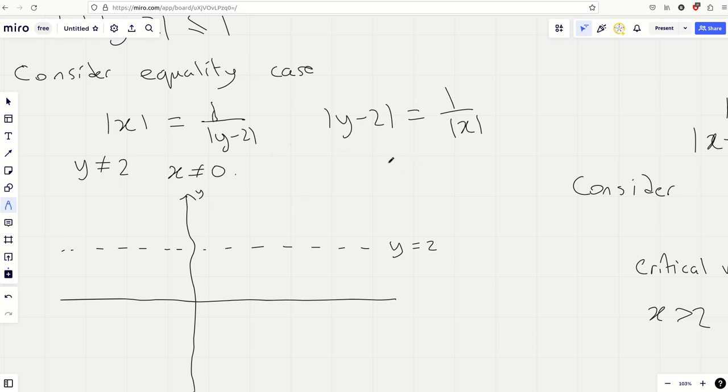Now, clearly the critical values are x equals 0 and y equals 2. Yeah, those are the critical values. So when x is bigger than 0 and y is bigger than 2, what are we dealing with here? Well, this is a lovely case where we can just say it's y minus 2 equals 1 over x.